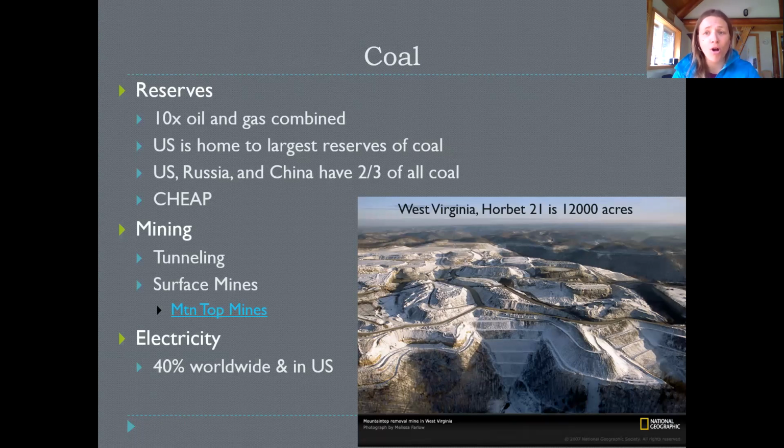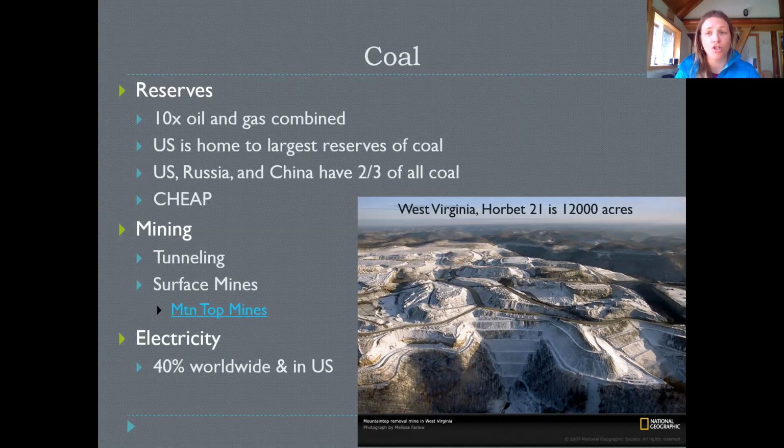And there's a lot more coal out there compared to the other fossil fuel types. Some estimates say that there's 10 times more coal compared to all the oil and gas combined. The US is home to some of the largest reserves of coal. So especially up throughout the Appalachian region of our country, there are buried underneath the ground these 300 and 400 million year old coal reserves. Russia and China also have quite a bit of coal as well.